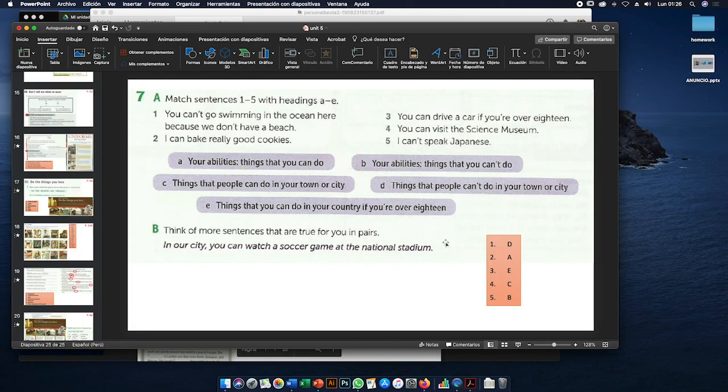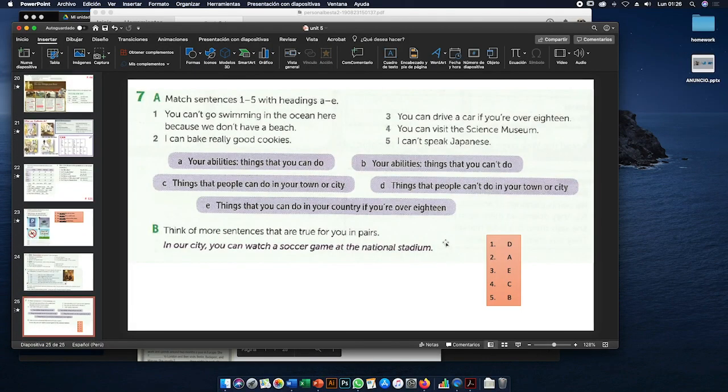That will be everything about this part. Let me see. Give me one second, because we need to go to the book.